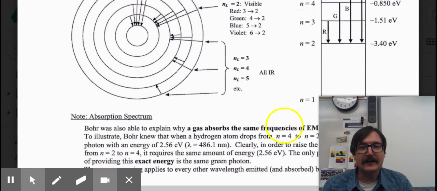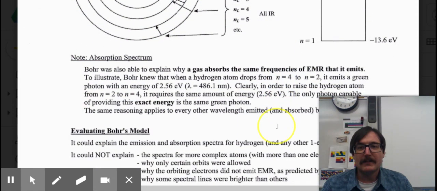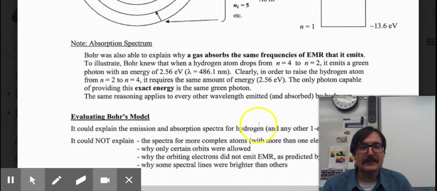Now it has a little note here about the absorption spectrum. Bohr was able to explain why a gas absorbs the same frequencies of EMR that it emits. To illustrate, Bohr knew that when a hydrogen atom drops from n equals 4 to n equals 2, it emits a green photon with an energy of 2.56 eV, a wavelength of 486.1 nanometers.